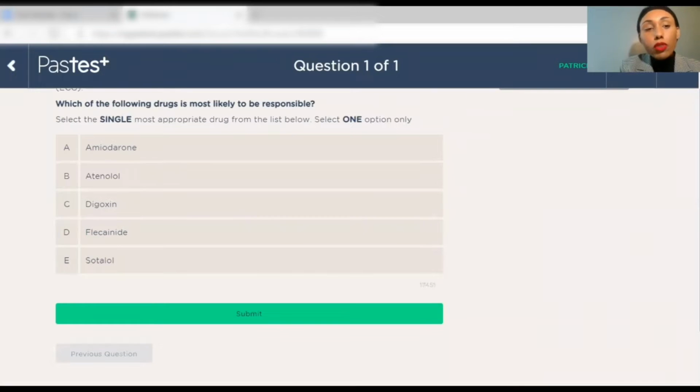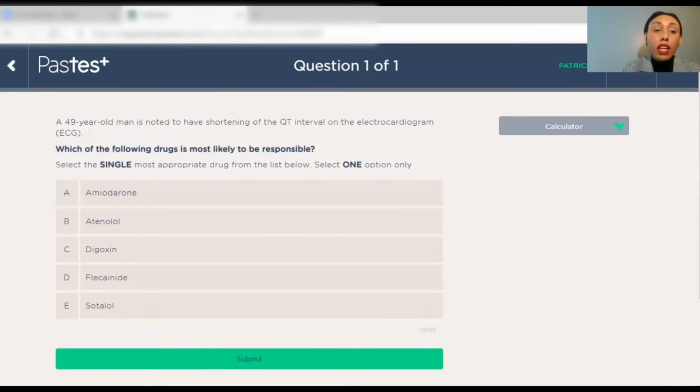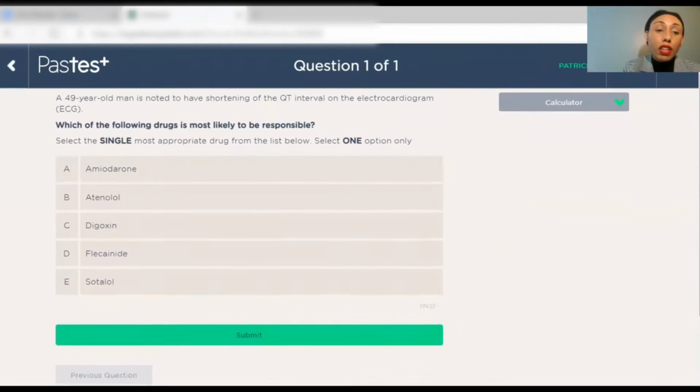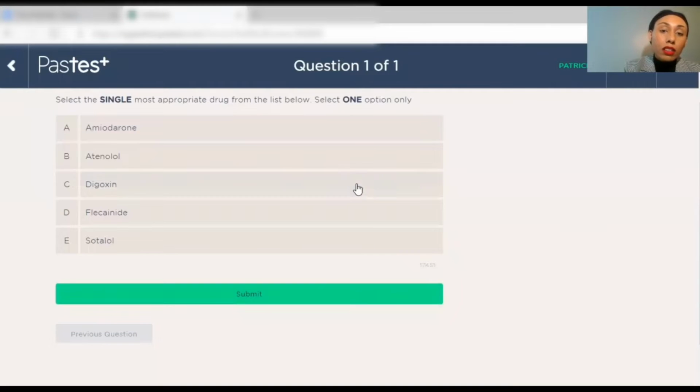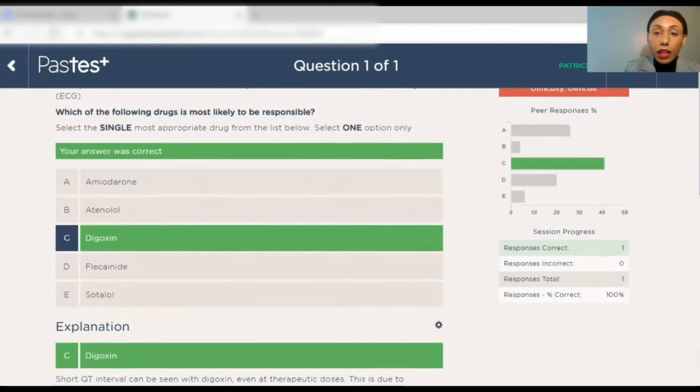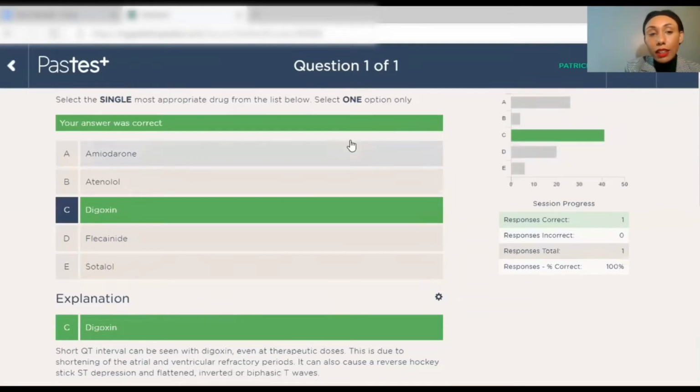To be fair, actually, if you do know the class of drugs and you know what drugs are in particular classes and some of the features, then you could have a guess, to be honest. But the answer here is digoxin. So let's submit that.